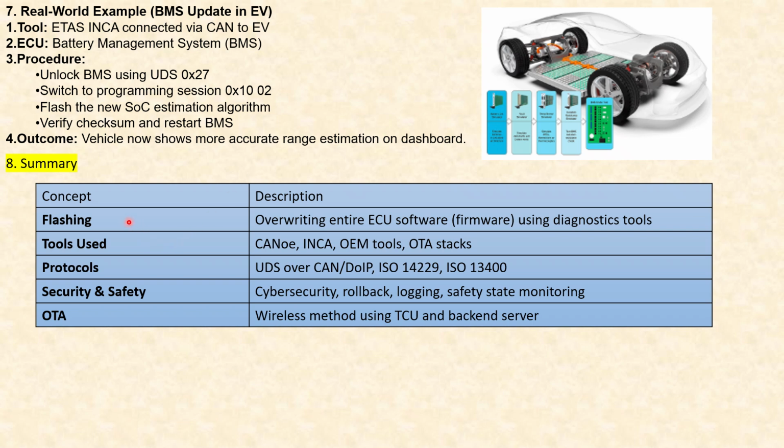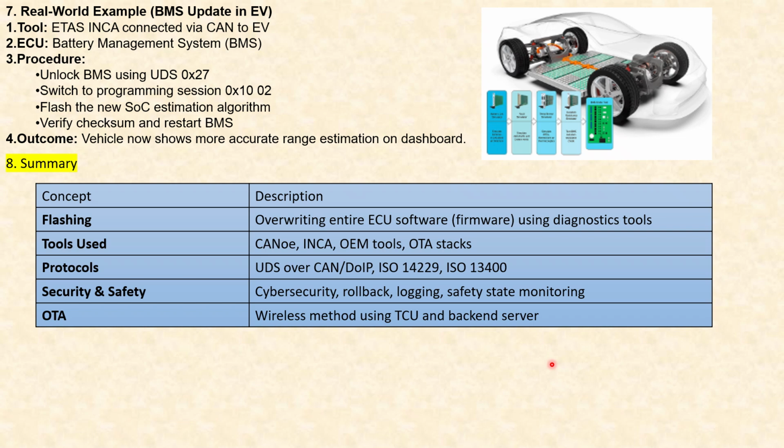Okay, to summarize, first, flashing: what is meant by flashing? To overwrite the entire firmware. What are the tools used? CANoe, INCA, OEM tools, OTA stacks. Protocols: CAN, DoIP, UDS 14229, ISO 13400. And security and safety: cyber security, rollback, logging. Rollback is nothing but going back to the previous version of the software if the latest version has some errors. And talking about OTA, it is a wireless method using the TCU and backend server.